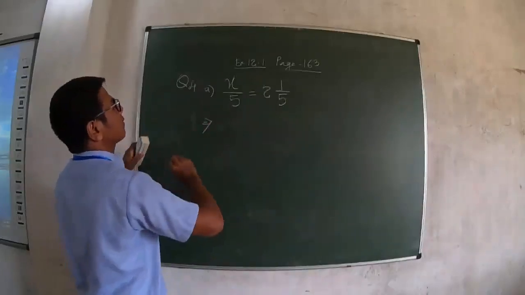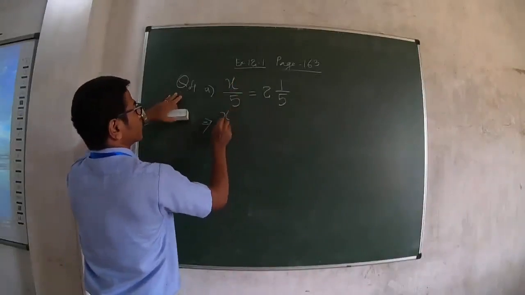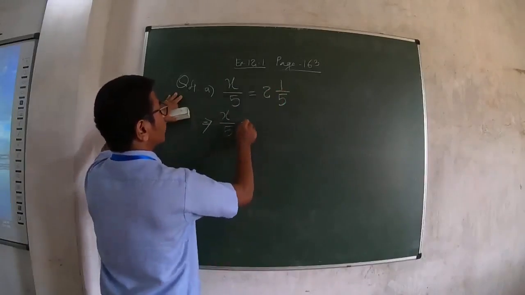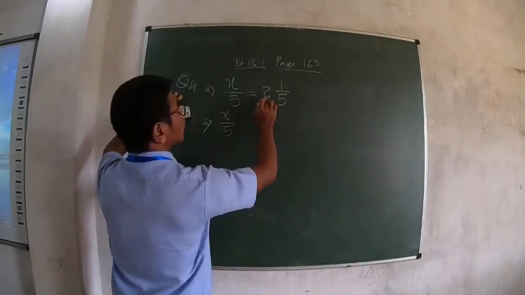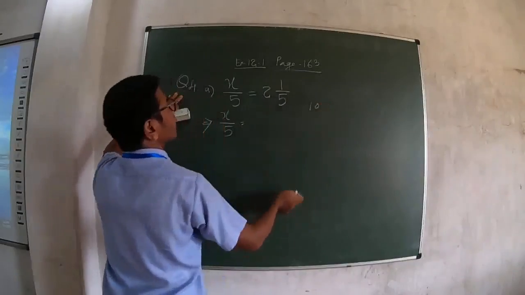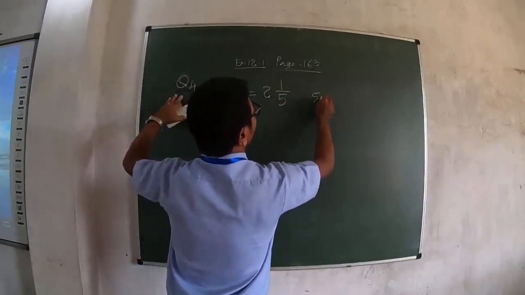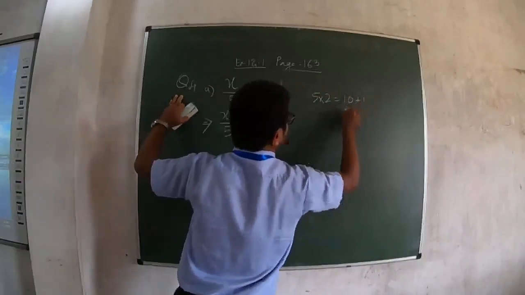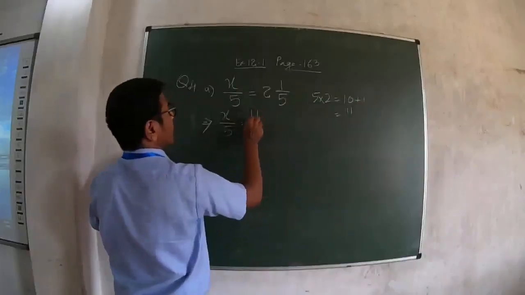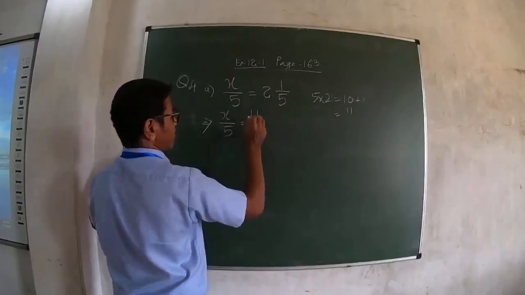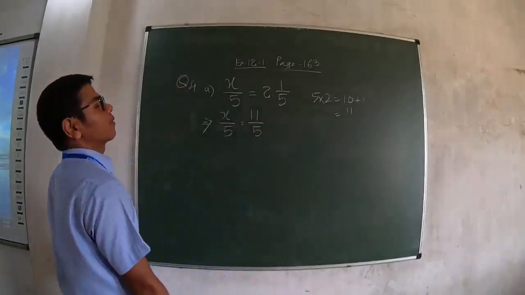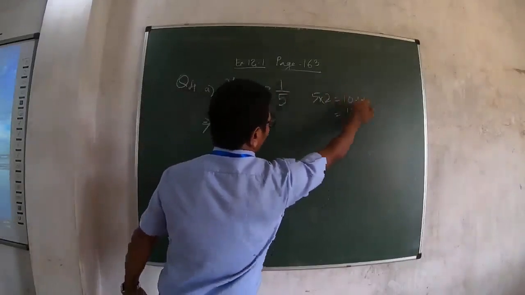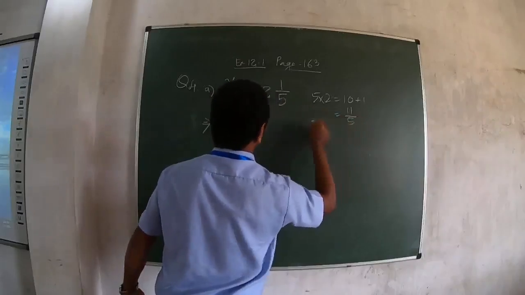Such that x by 5, we will not take it fast, we will try to make it an improper fraction. We all know 5 2s are 10, that means 5 into 2, plus 1, which is 11. Denominator is 5. I repeat, 5 2s are 10 plus 1, 11 by 5. So keep 11 by 5.